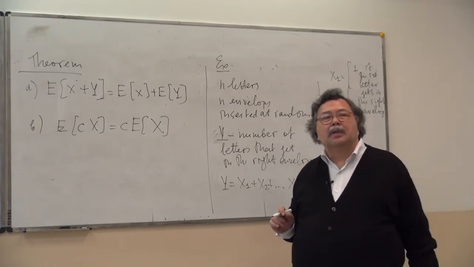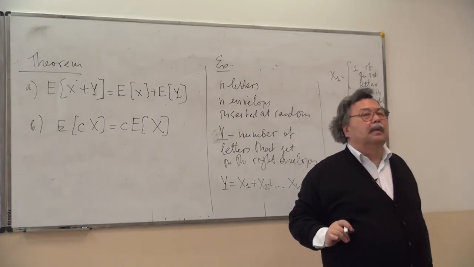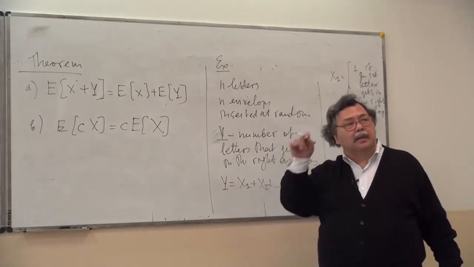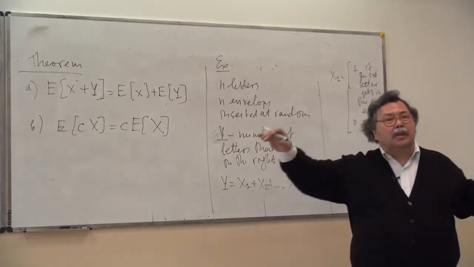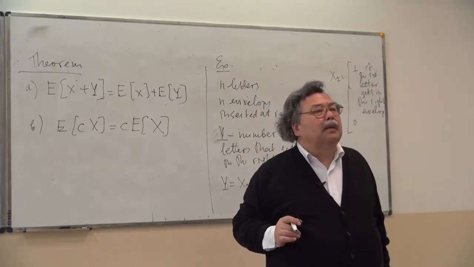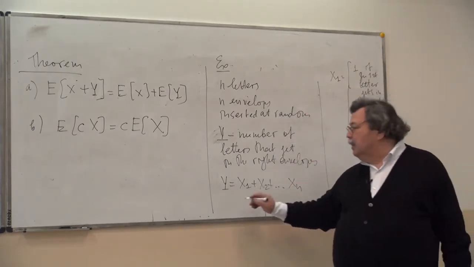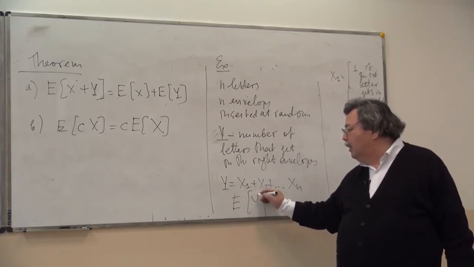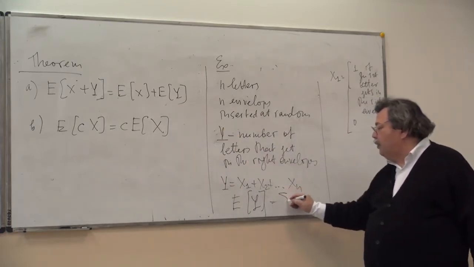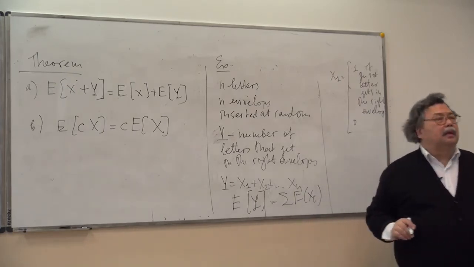Okay. Now, the next question is this. Are these random variables dependent on one another or not? Well, obviously they are dependent, because if we know that x1 gets in the right envelope, that changes the situation for the other letters. Okay, they are physically dependent on each other. All right, and although they are dependent on each other, the expected value for y must be equal to the sum of the expected values for these individual random variables.